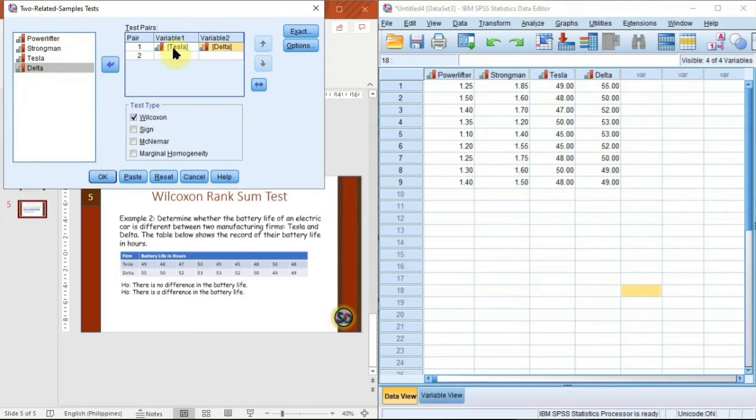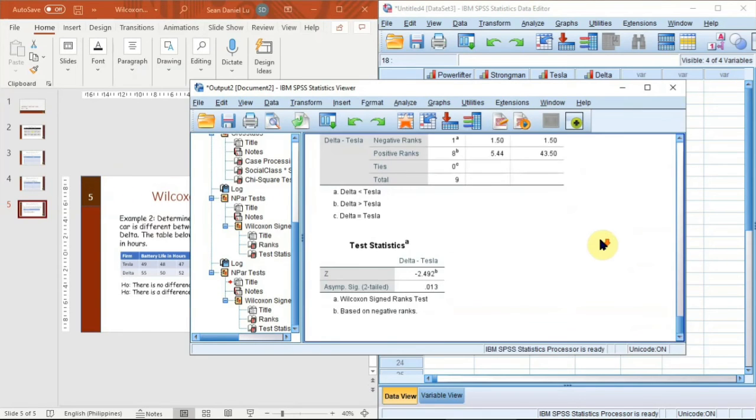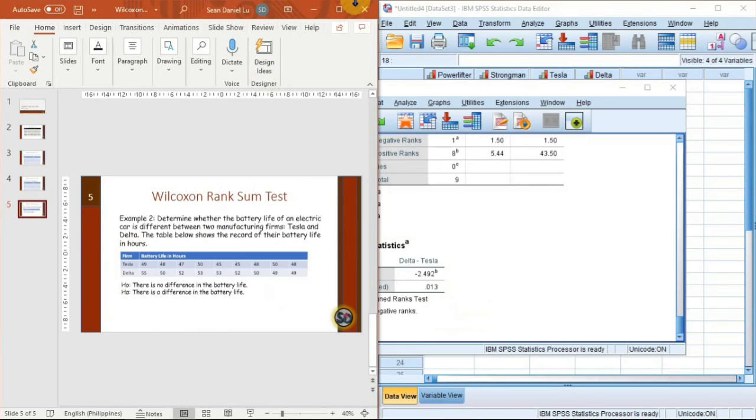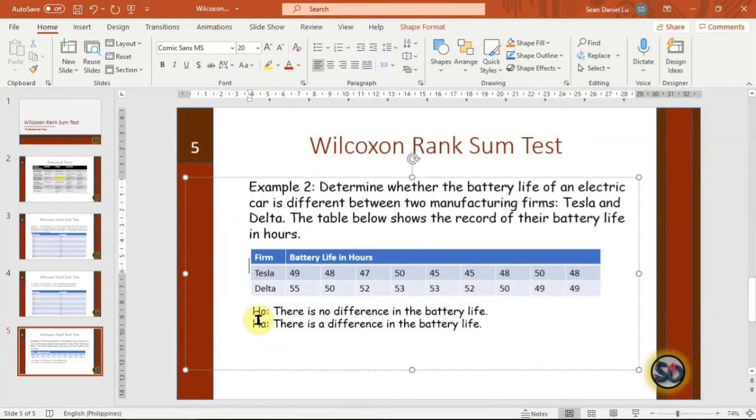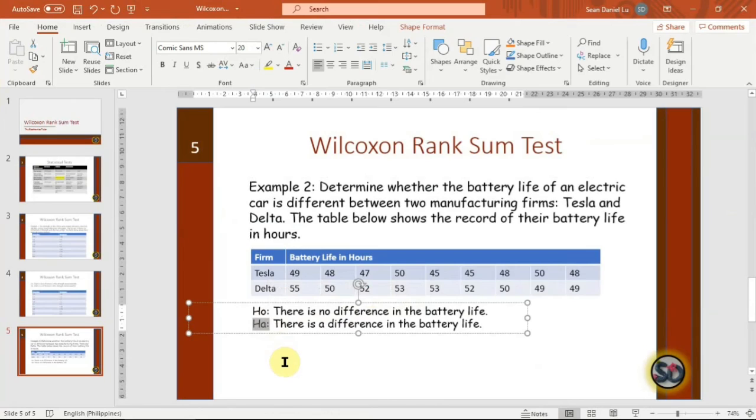Now it doesn't matter which order you put it in. Delta could be here, Tesla could be here. Make sure the test type is Wilcoxon. Hit OK. Now look at the test statistic. The p-value is equal to 0.01, which is less than 0.05. Therefore, we reject the null hypothesis. Our decision would be to reject the null hypothesis. Our conclusion would be the data provided sufficient evidence that there is a difference in battery life among the two matched pairs.